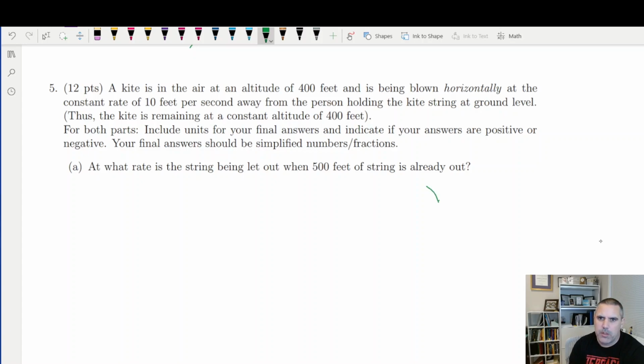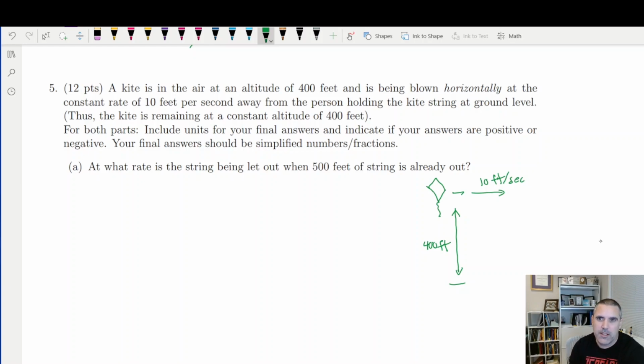Sometimes people are like, well, I don't know what picture to draw. It doesn't matter. Just draw something. So I have this kite that's 400 feet high, and it's moving horizontally. Okay, I don't even know what picture I want to draw yet. I'm just making some scratch work here. It's moving horizontally at a rate of 10 feet per second. I feel like the sketching I'm doing is just something to attach my brain to, to make sure I've actually read it.